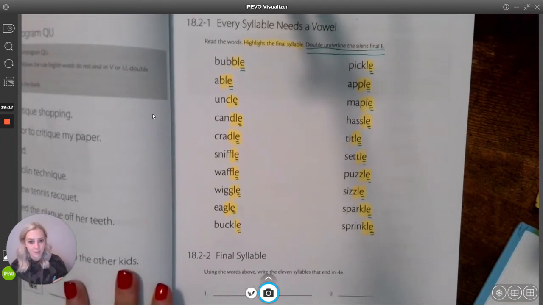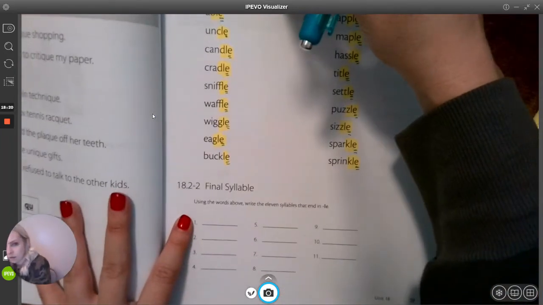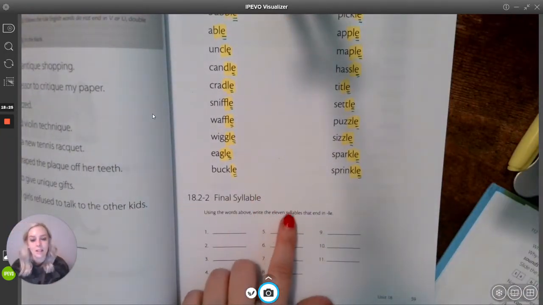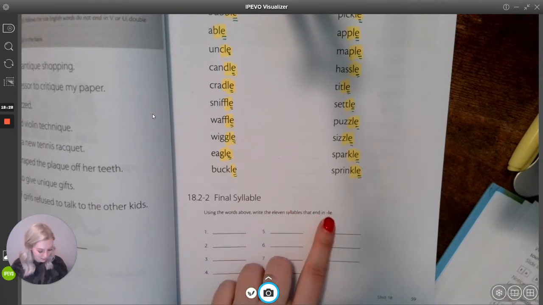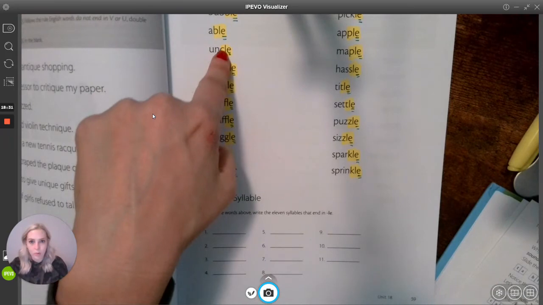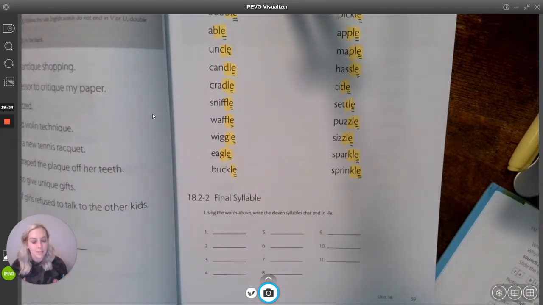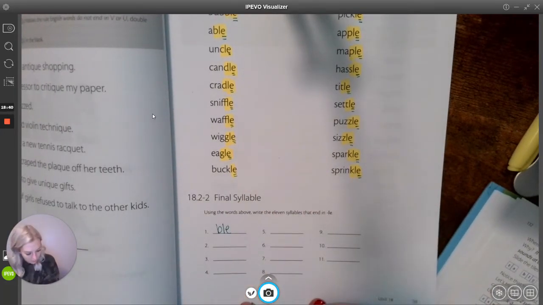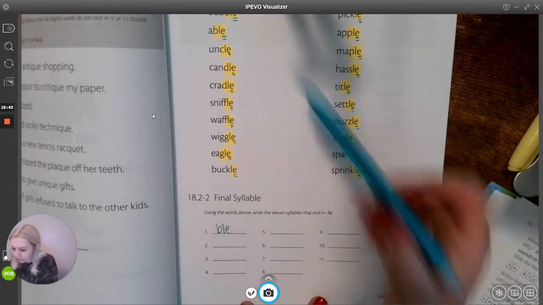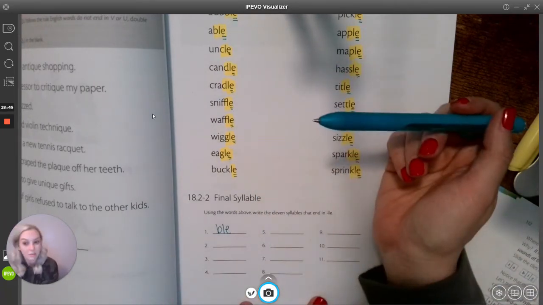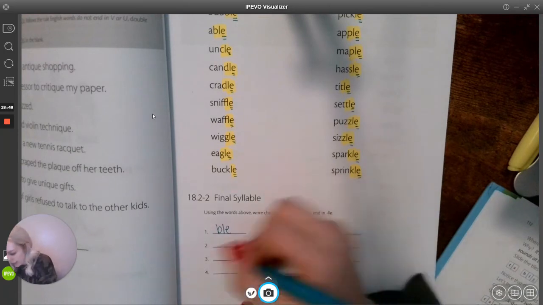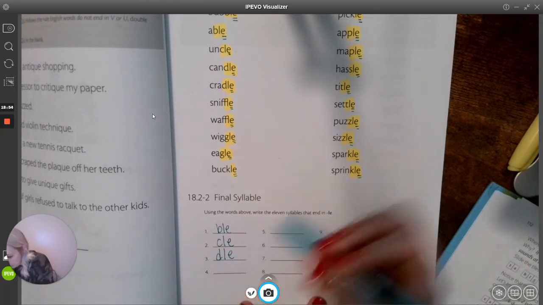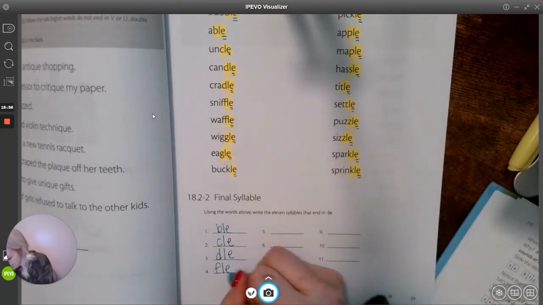Final syllable. So, using the words above, write the 11 syllables that end in LE. So just go through and write the syllables that end in LE. So bubble, we have BLE. Able, we already wrote BLE, so we don't have to write that one again. Uncle, we have CLE. Candle is DLE. Sniffle is FLE.